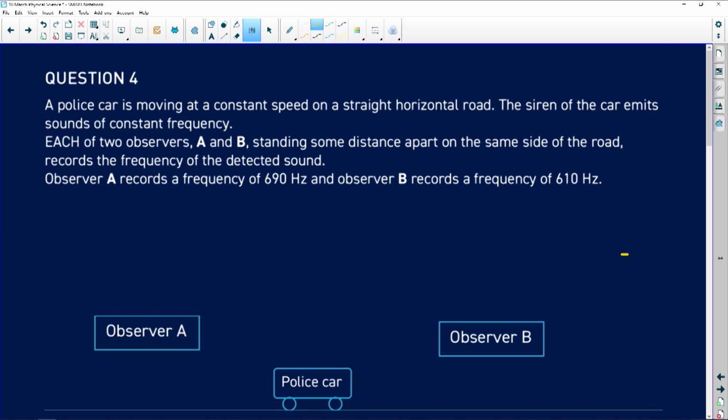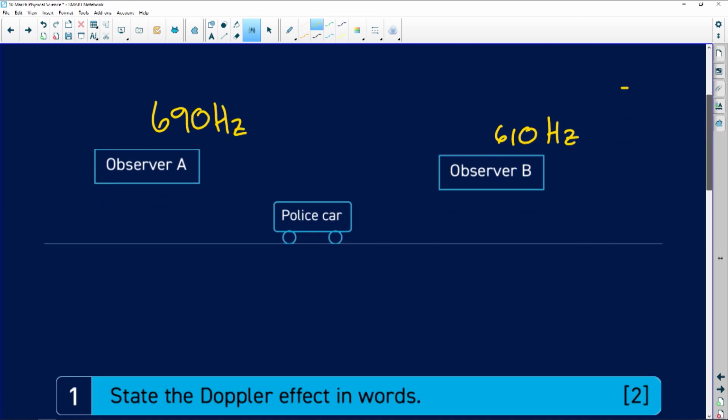So the question says, a police car is moving at a constant speed on a straight road. The siren of the car emits sounds of constant frequency. Each of two observers, A and B, standing some distance apart on the same road, record the frequency of the detected sound. Observer A records a frequency of 690 Hertz, and observer B is recording a frequency of 610 Hertz. So let us see, what does the first question ask?